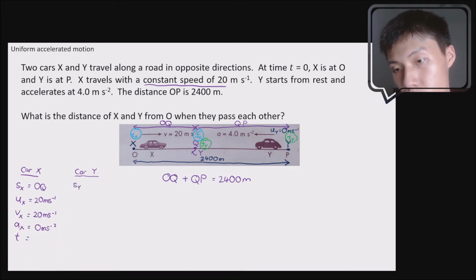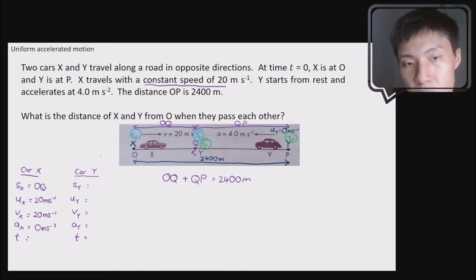So you have SY, UY, VY, AY, and T. Okay, so let's try to determine for each of them. For SY, you know the distance will be, you can call it PQ, no problem. Okay, because we don't care about direction, right? We just care about the length, so PQ, QP is not a big issue. UY, you know that initially this car Y here is at rest, so 0 meter per second.